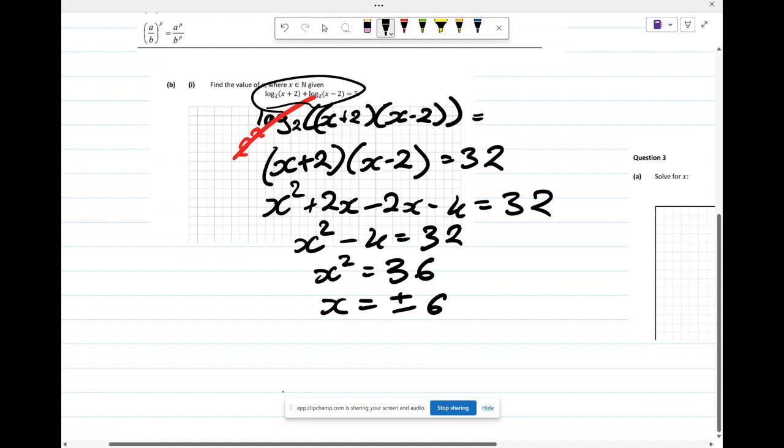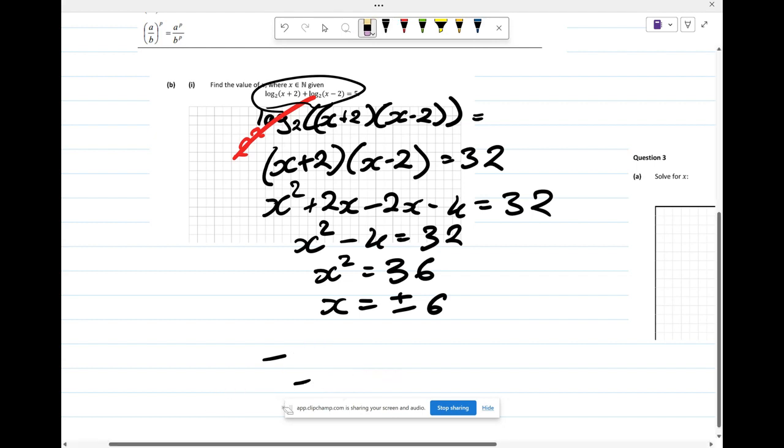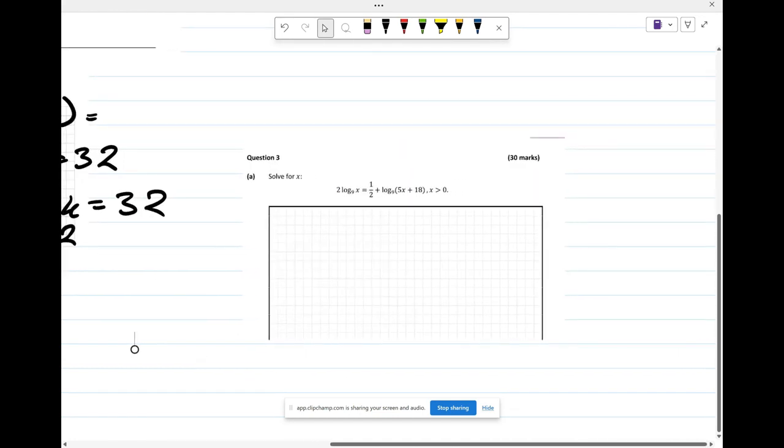So if x was minus 6, it'd be minus 6 plus 2, so that'd still be minus 4. So we have a log of minus 4, so that wouldn't work. So we're going to disregard x equals minus 6, and we're going to keep the plus 6. Okay, so that is that question done. So on to the next one.